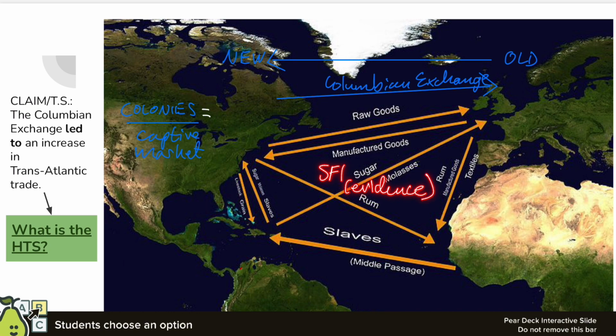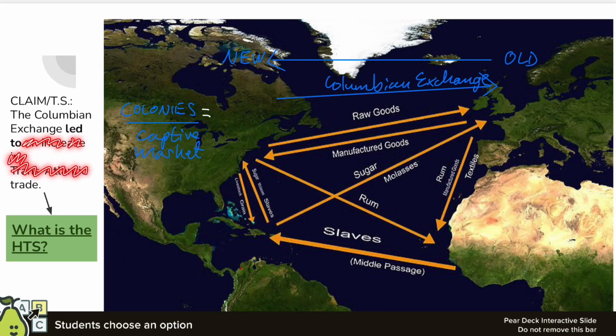If you make the claim that the Columbian exchange led to an increase in transatlantic trade, you can't just leave that claim and then move on to the next topic. You have to be able to prove it. So you could talk about all of these things, the first and second and third leg, the asiento, the cash crops, the bullion, the manufactured goods. You can use that as your evidence to support your claim in this body paragraph. Okay? Does that make sense so far?